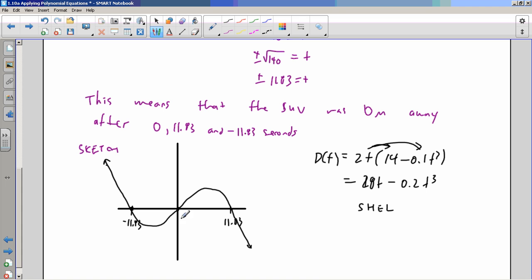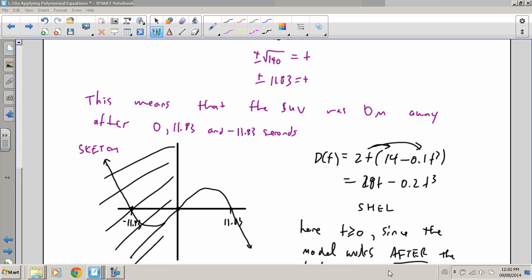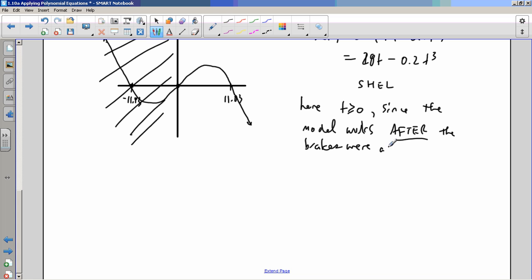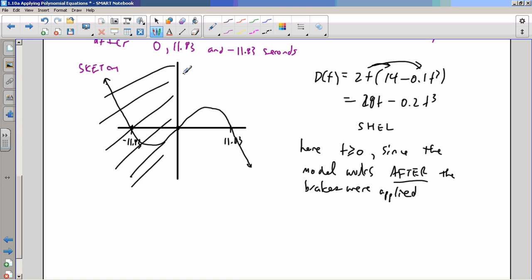And so what does this mean? First of all, do any of these times over here make sense at all? Well, this model would probably only fit after the brakes have been applied, right? After the brakes have been applied, this is the model. So notice here, t is going to be greater than or equal to 0 since the model works after the brakes were applied. But have a look at this now. So this kind of makes sense. This is the distance that the SUV is.